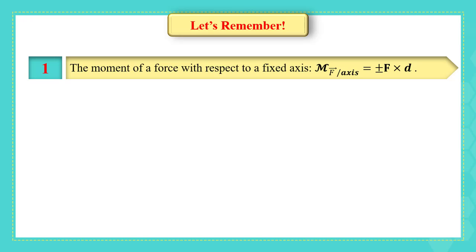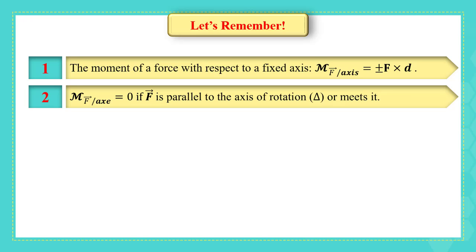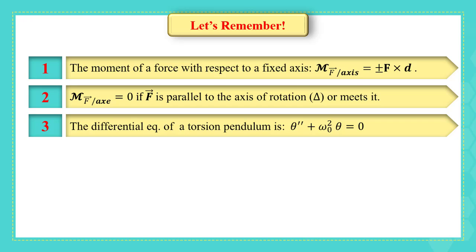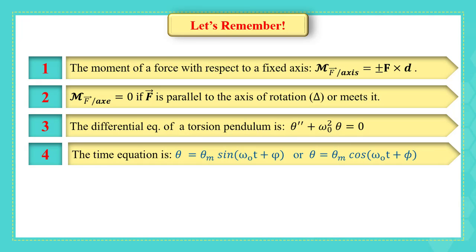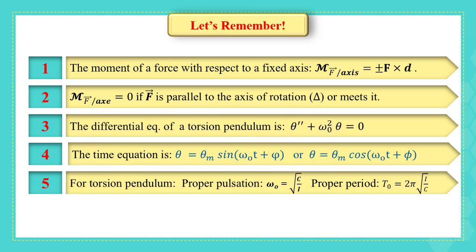It is given by plus minus Fd. The moment of a force is zero if the force is parallel to the axis of rotation or it intersects it. The differential equation of a simple harmonic motion is given by theta double prime plus omega 0 squared theta equals 0. The time equation is a sinusoidal function, theta equals theta maximum sine (omega 0 t plus phi).